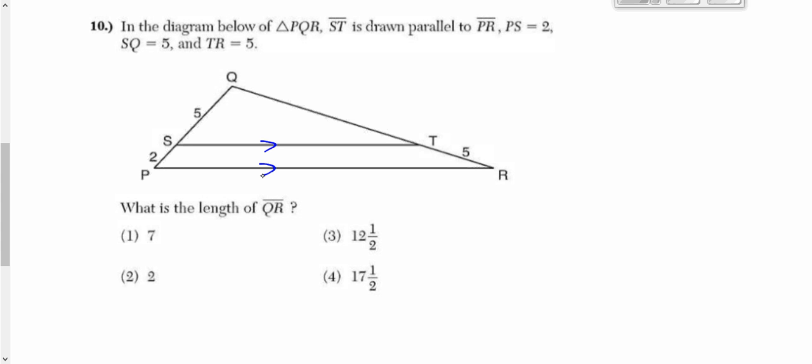All that stuff, that's 5. What is the length of QR? Well, we'll call our QR X. I always like, whatever they want you to find, just put it next there. There's other ways to do that.